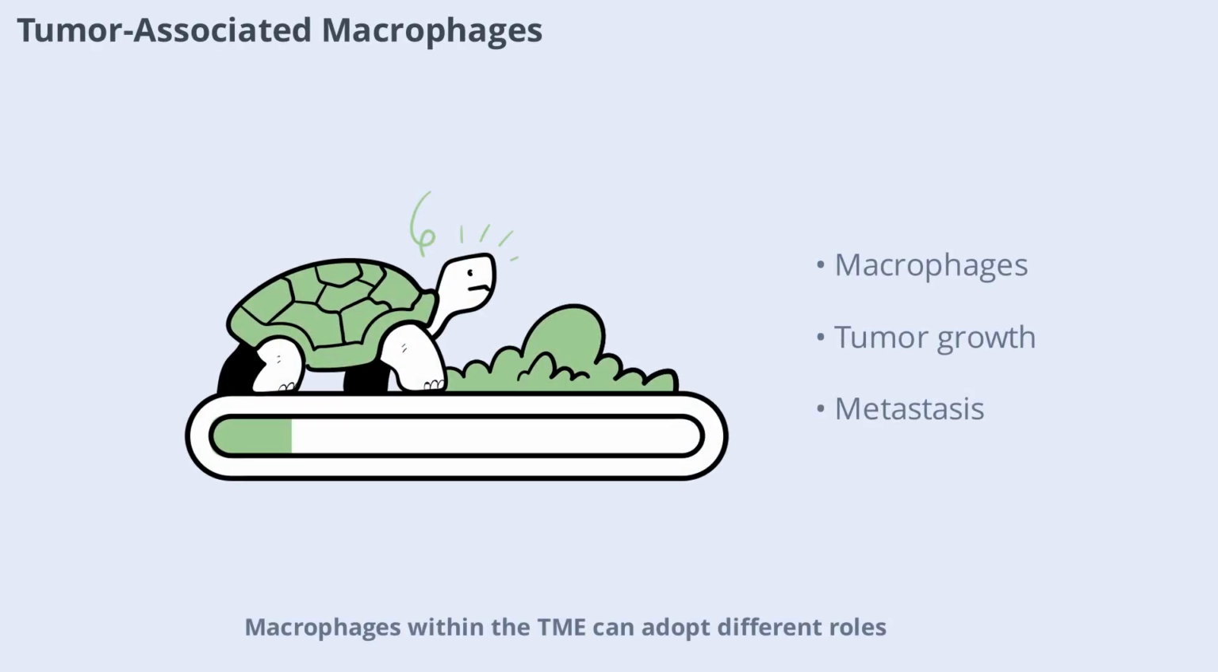Macrophages within the TME can adopt different roles. Tumor-associated macrophages, TAMs, often promote tumor growth, suppress immune responses, and facilitate metastasis. Targeting TAMs is a promising strategy to shift the TME towards anti-tumor activity and improve therapeutic outcomes.